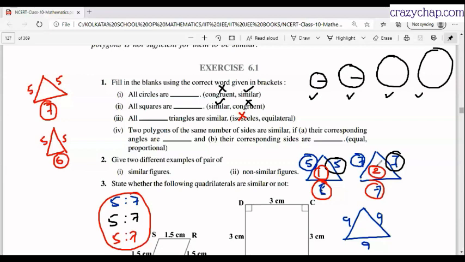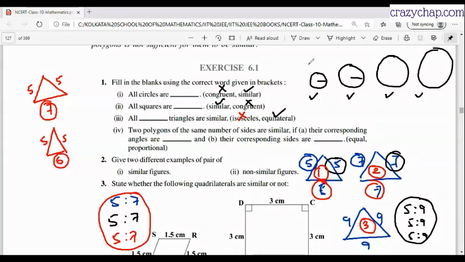Similarly, if you want to compare the first and third triangle, they would also be similar because their side ratios would always be 5:9, correct? 5:9, 5:9, 5:9. So we can say that all equilateral triangles for sure would always be similar, okay? No problem? No problem, sir.